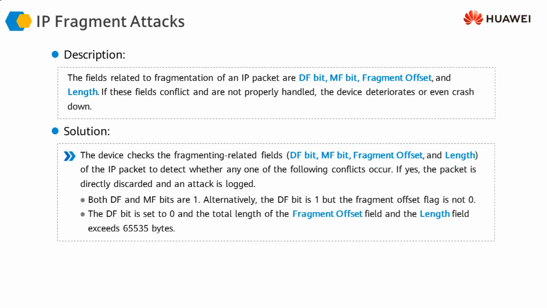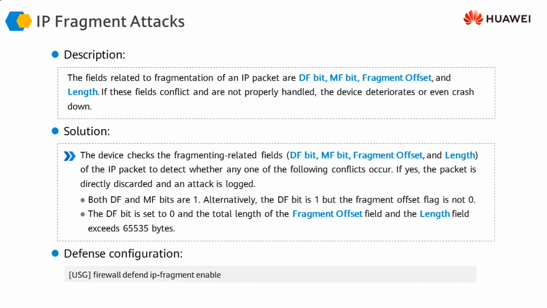If you understand the IP header or the IP mechanism, the IP protocol can be used for fragmenting IP packets. Large IP packets can be fragmented and then reassembled at the destination. The different fields that are used for fragmenting and reassembling traffic include the DF bit, or don't fragment bit, the MF bit, or more fragment bit, and the fragment offset and length fields. These are the different fields or bits that are used during fragmentation.